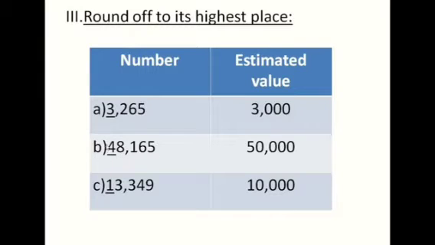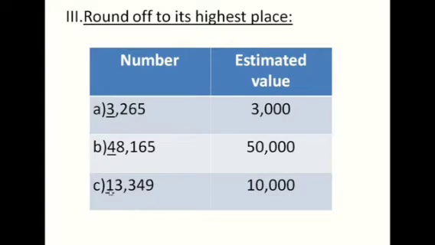Question number B, 48,165. Here the highest place is 10,000 place and it is 4 here. So you have to check the 1000 place. It is 8. 8 is more than 5, so you have to add 1 to 4. So 4 plus 1 will become 5, rest of the places will be 0. So it will become 50,000. So 48,165 is estimated to the nearest 10,000 place as 50,000.